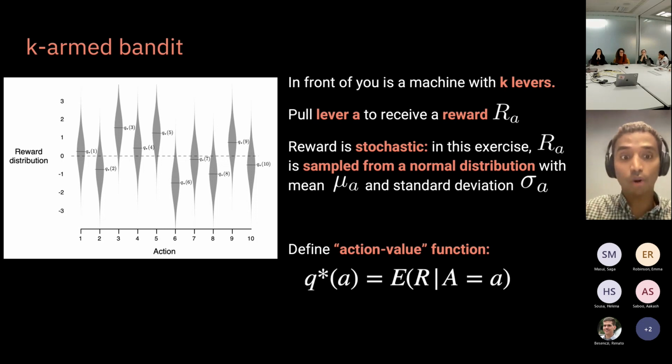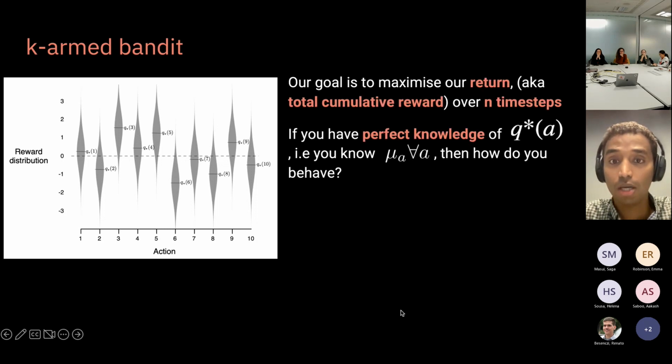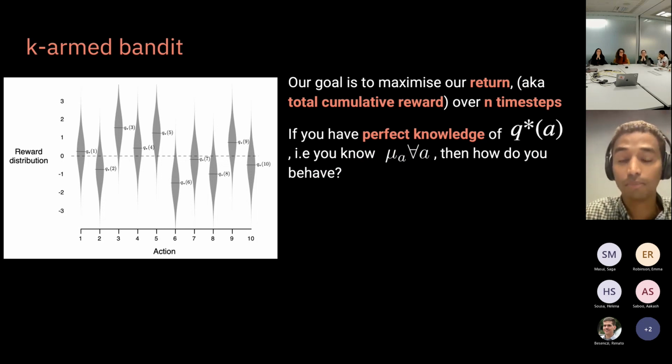And then based on these different rewards that you get for every action that you do, you define what we call an action value function, which is the expected value of the different rewards that you are getting based on the set of actions that you are taking. And here in this example, for every action you get a reward, and this reward has a certain mean mu_a. So if our goal, for example, is to maximize the return over n time steps, over n pulls, if you have perfect knowledge of the Q, then you will pick the action that has the highest mean. So for example, here we know action 3 will give you the highest mean, and so this will be the action that you will be taking because this will have the highest reward.